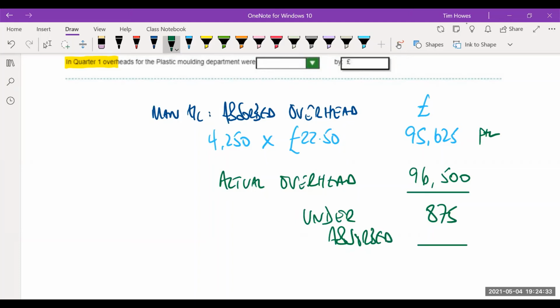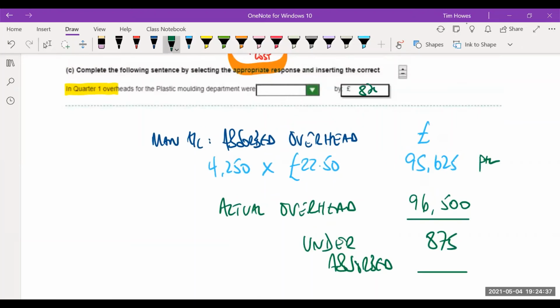Boom, there you have it. 875 quid is the difference. So the number going in there is 875. And when you click on that button, you are going to select the under absorbed. It will say under absorbed there, on the basis that there's nothing else there. Great, fantastic. Hopefully that makes sense to everybody.